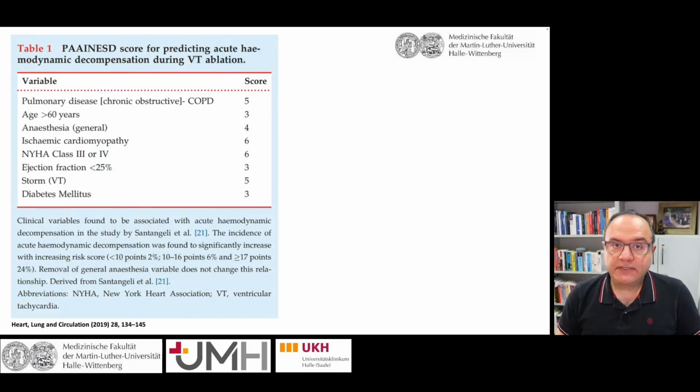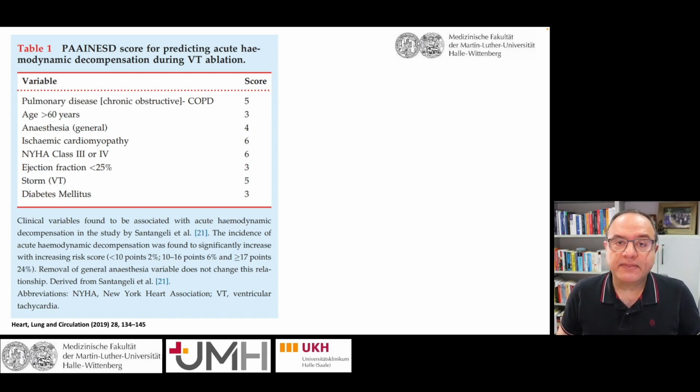How can we predict hemodynamic instability? One of the ways to predict hemodynamic instability during VT ablation is the PAINESD score. With this score, we can classify the patients in low risk, intermediate risk, and high risk. And the higher the risk, the higher would be the risk of acute hemodynamic deterioration during catheter ablation. For example, as you can see here, if the score is more than 17, the possibility of acute hemodynamic deterioration and heart failure during catheter ablation reaches 24% of the patients.